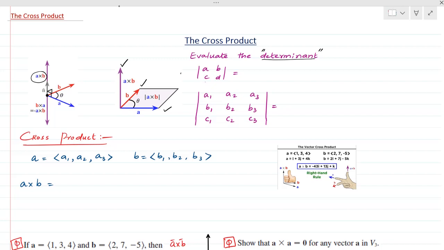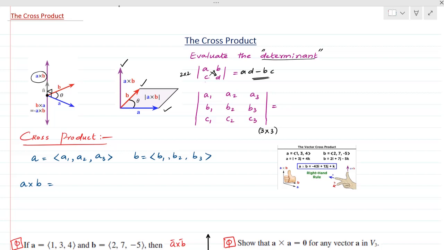So this is a 2 cross 2 determinant. Here it is very easy. You have to cross multiply: AD minus BC. This is the expansion of the 2 cross 2 determinant. Now if you have a 3 cross 3 determinant, how will you evaluate it? Because the determinant is very important in the cross product.